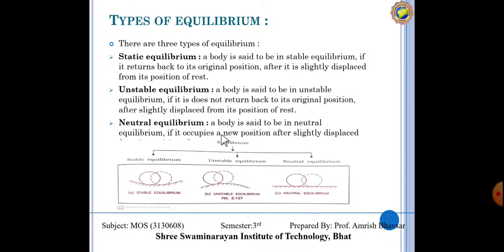And neutral equilibrium: a body is said to be in neutral equilibrium if it occupies a new position after slight displacement. Like this, this is our curvature, and if a body is slightly moved, then it will be stable afterwards and come back to its original position. But if it is something like this curve, then it will move away from there, and this is a neutral equilibrium. In that case, it will take a new position after displacement. Clear? So, this is our equilibrium.